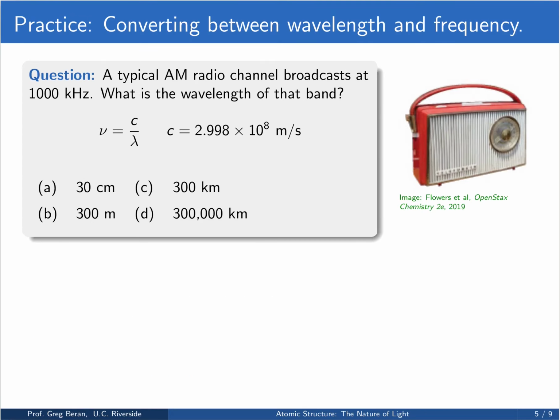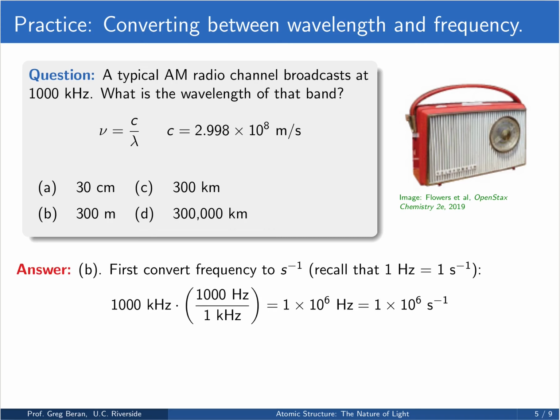Let's do another one, this time a quantitative one converting between wavelength and frequency. A typical AM radio channel broadcasts at 1000 kilohertz. What's the wavelength associated with that band? To do this, you're going to want to use the quantitative relationship we talked about before that relates the frequency to the wavelength via the speed of light. So go ahead and take a moment and try to work out this problem and resume the video when you're ready to hear the solution.